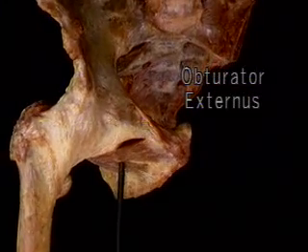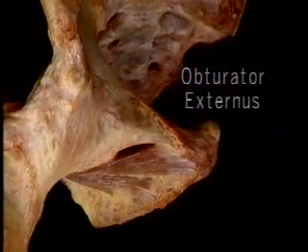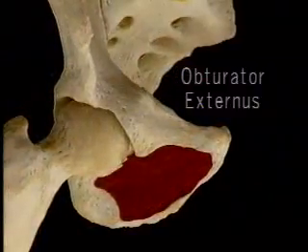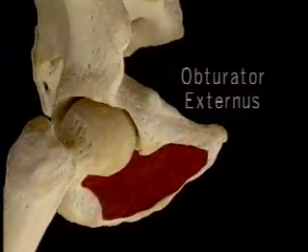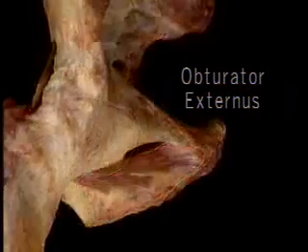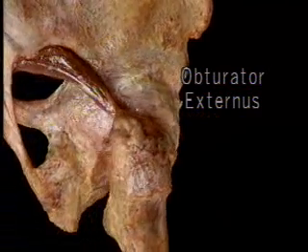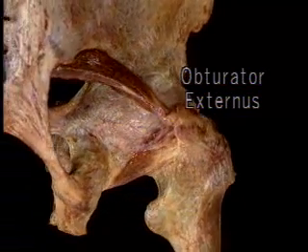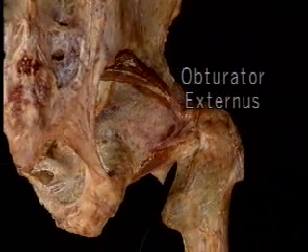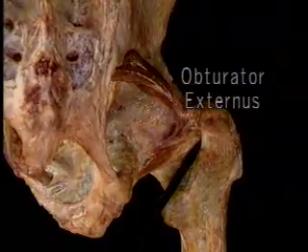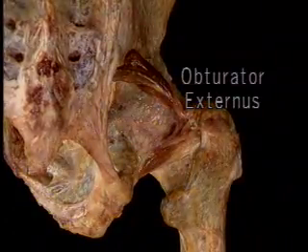Now we'll look at the 2 obturator muscles, obturator internus and externus. They lie on each side of the obturator membrane. Here's obturator externus. It arises from the obturator membrane and from the adjoining edge of the ischiopubic ramus. Obturator externus passes backward just beneath the neck of the femur. Here's its tendon, passing laterally to reach its insertion here, below piriformis.